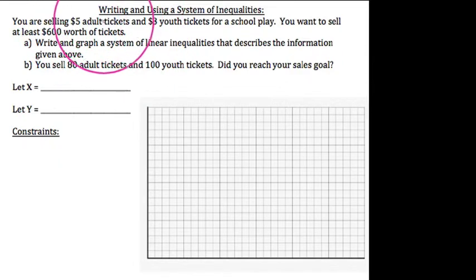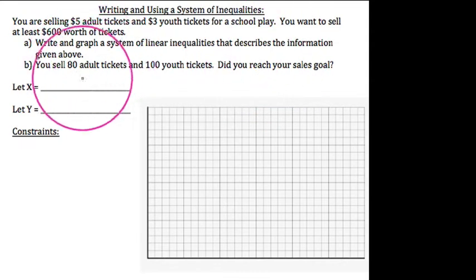So it says we're selling adult tickets at $5 a piece and youth tickets for $3 a piece for a school play. And we want to sell at least $600 worth of tickets. So the two things we want to do here: first of all, write and graph a system of linear inequalities that describes that information. But also, we want to ask later on, if we did sell 80 adult tickets and 100 youth tickets, did we reach our sales goal?